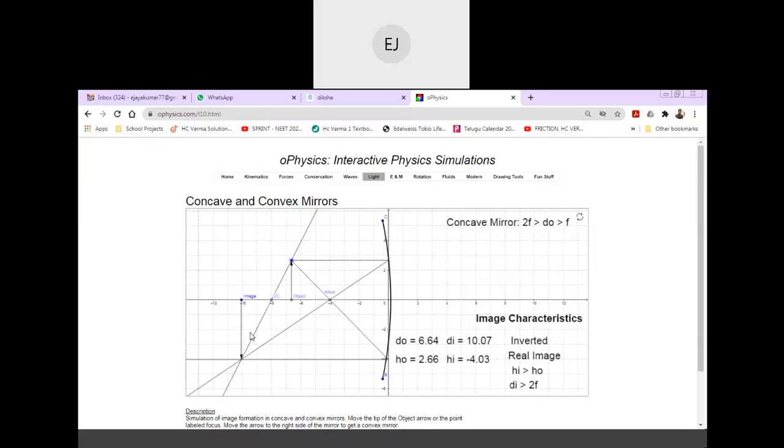I repeat, if you keep the object in between the center of curvature and focus, the image formed is inverted, real, formed beyond the center of curvature, and magnified. Arkaprava, any doubt?